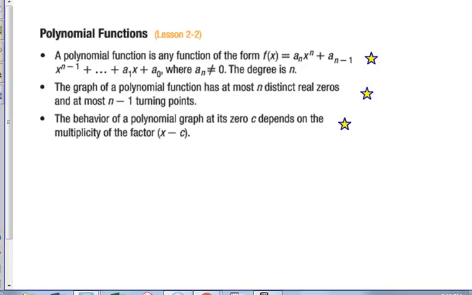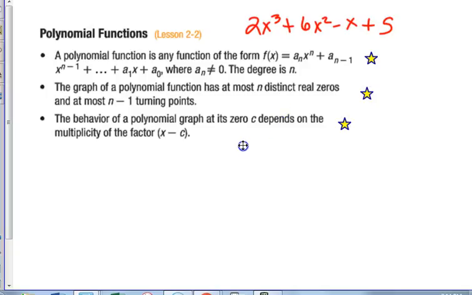Everybody remembers what a polynomial function looks like? Okay, something crazy like that? That's a polynomial function. What is the degree of that one? So the maximum number of zeros would also equal that degree, which would be 3. And the maximum number of turning points would be 2, which is the degree minus 1.